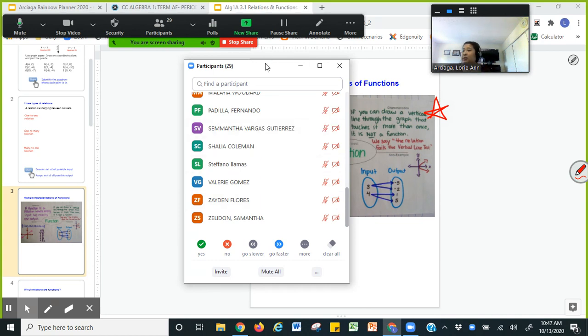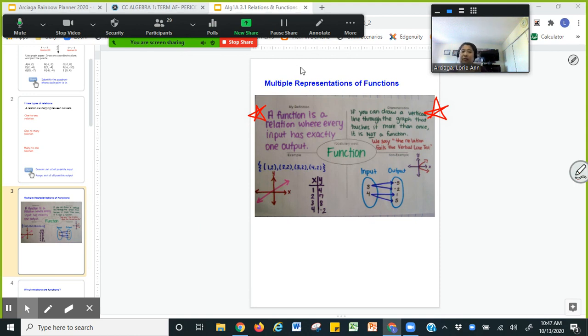I gave you enough time to copy that while I check your attendance. Okay, so let's see. The first one that I asked you to copy is the definition of a function. So in the previous slide, we talked about three relations, right? But not all three relations can be considered as functions. Okay, so which of those three relations can be considered functions? And how do we know? According to the definition here, a function is a relation where every input has exactly one output. So in other words, no input is repeated.